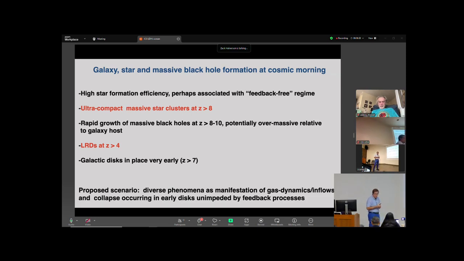We know that black holes are growing rapidly, even more than we thought, and already very sizable at redshift 8 to 10. And you have many cases where there is some suggestion they might be overmassive relative to their host galaxies. We know about the existence of little red dots, which of course was not expected, and we didn't have any analogs in the low redshift universe, not even at intermediate redshifts. And of course we know that galactic disks are in place very early. They might not be the majority of galaxies that have disks already at redshift 7 or 8, but we already have several examples.